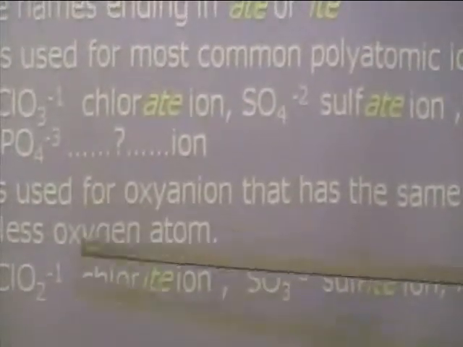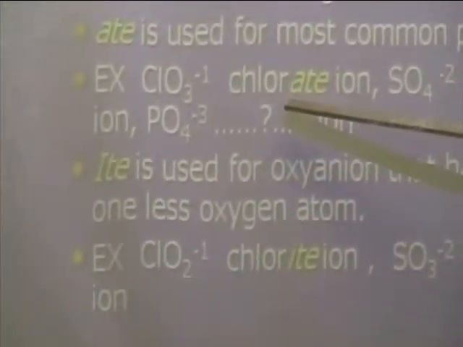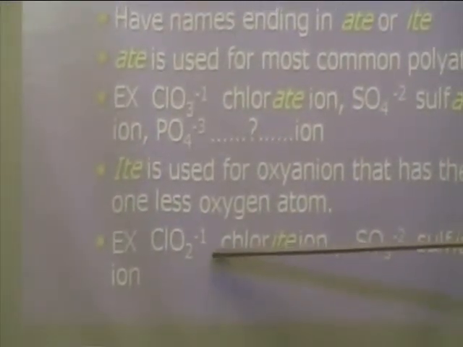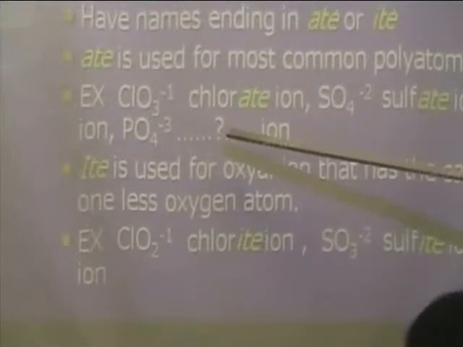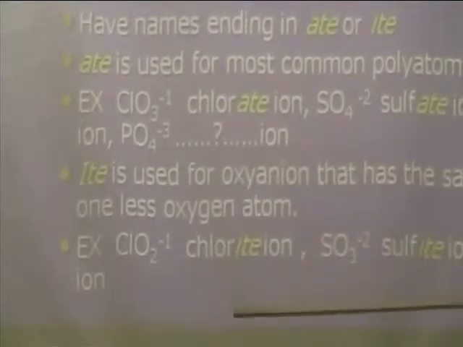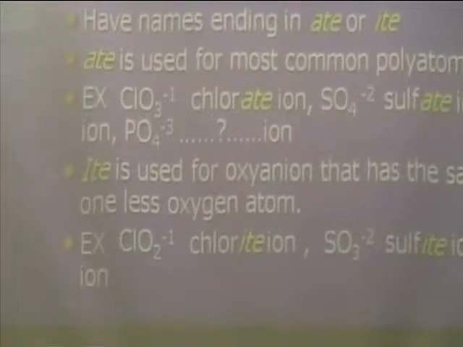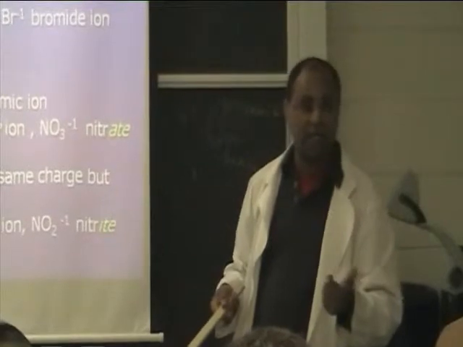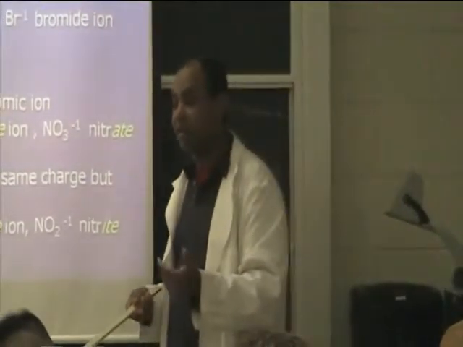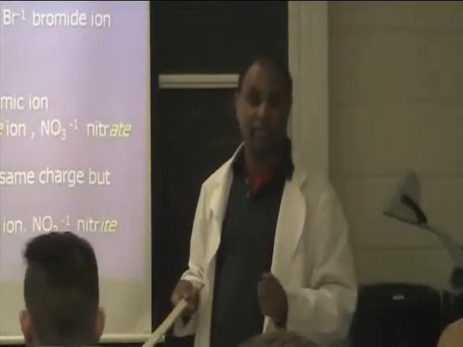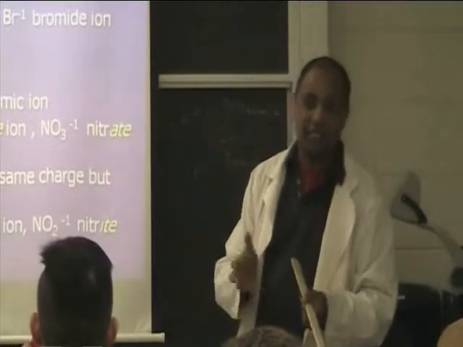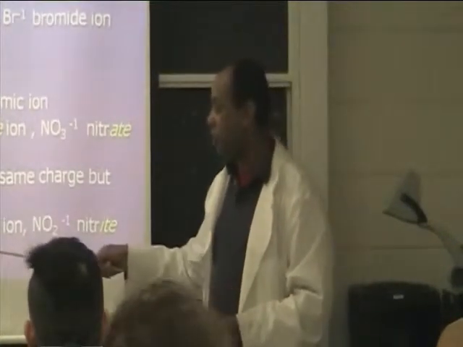So, if I ask you chlorite ion, go back to chlorate, the common polyatomic ion, and take away one oxygen. That is the difference between chlorate and chlorite. By taking away one oxygen, there is a difference in the chemical nature and the physical nature of the ion. It's not just subtracting one oxygen like a simultaneous equation, there's also a difference of properties.